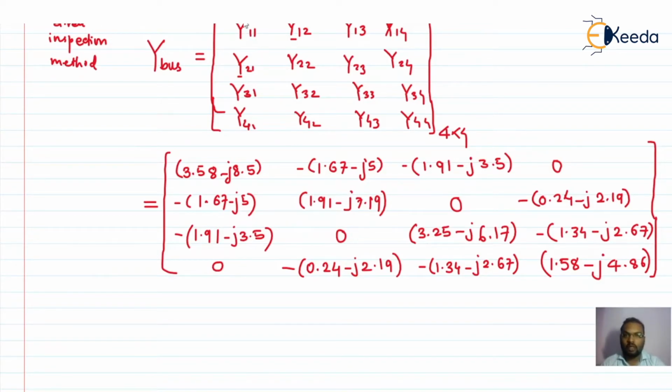Now we'll go for case 2, which says to now consider the line between 2 and 3 is connected. When the line between 2 and 3 is connected, what will be the changes? Now simply what we are doing here, I will write here the addition of an element of admittance.